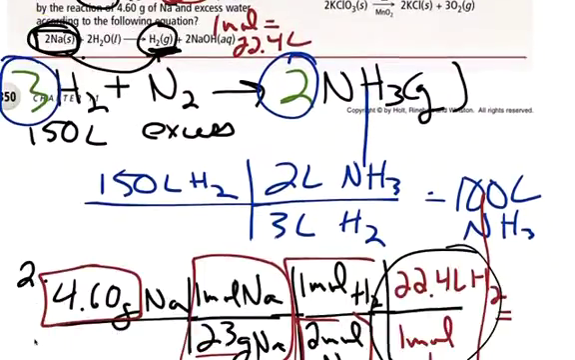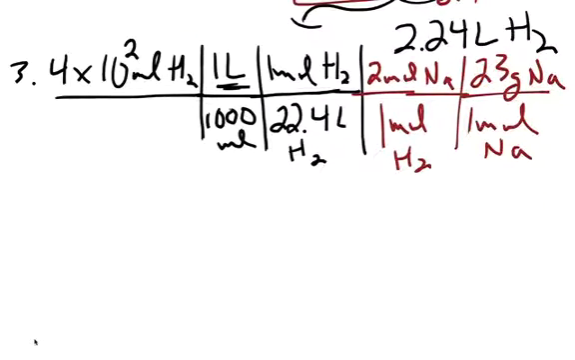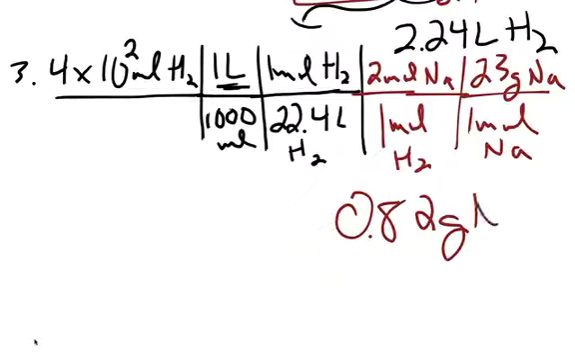Again, important, it is at STP. So let's take a look at it. When I run the numbers through, I believe this is right. I have 0.4, so 400 divided by 1,000 is 0.4. 0.4 times 2 is 0.8. 0.8 times 23 divided by 22.4 is going to be about 0.82 grams of sodium is what I get.